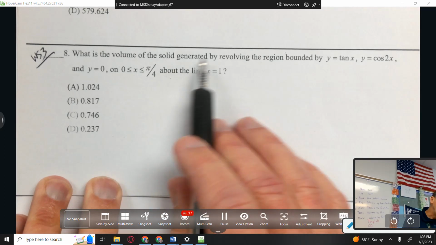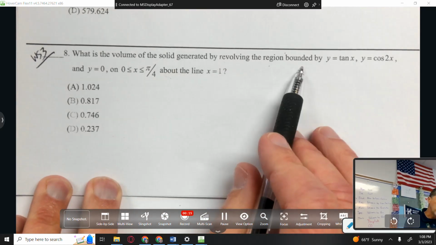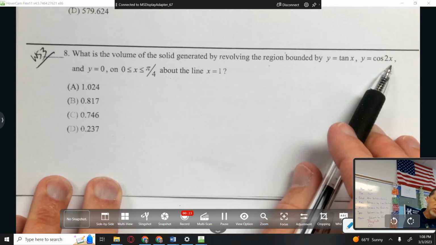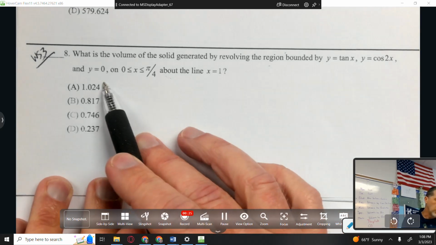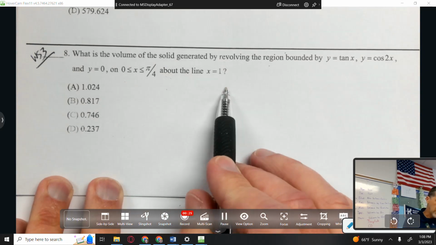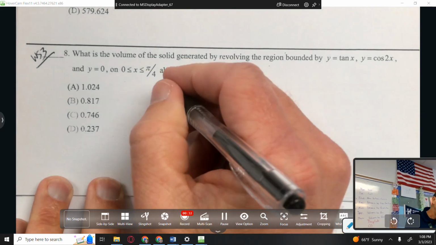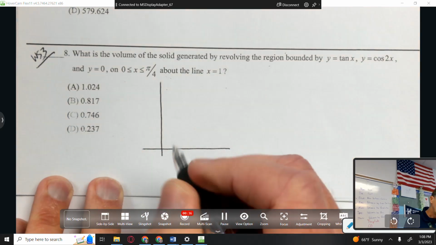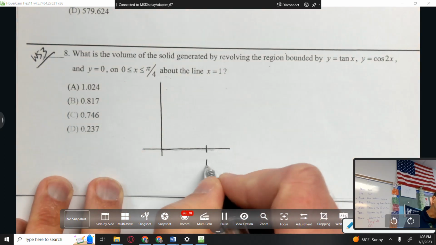What is the volume of the solid generated by revolving the region bounded by y equals tangent of x, y equals cosine of 2x, and y equals 0 between 0 and pi over 4 about the line y equals 1? That's a lot of information going on there. So y equals 0 and x equals 1.